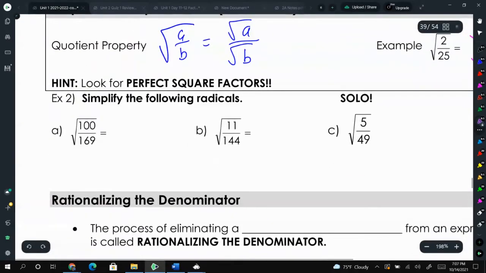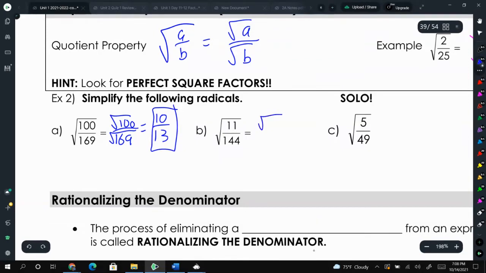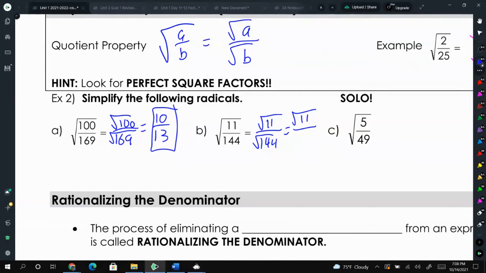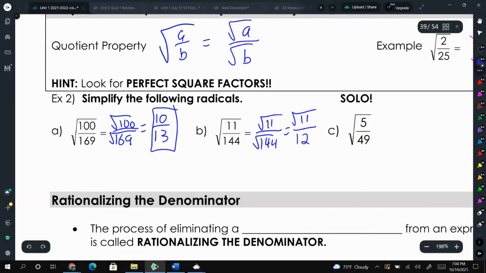So let's look at these real quick. The square root of 100 is 10, and the square root of 169 is 13. We can't simplify that fraction any further, so that's our final answer. Square root of 11 over the square root of 144. Square root of 11, and then the square root of 144 is 12. We can't simplify the square root of 11, so that just stays like that. And we're simplified. That problem is all done.